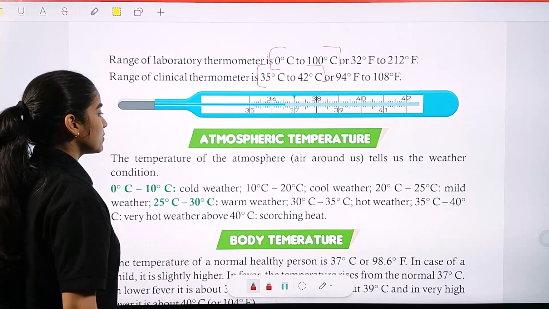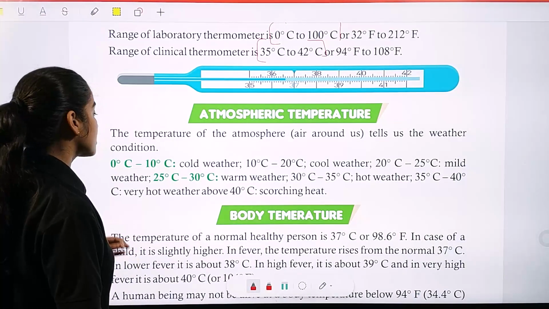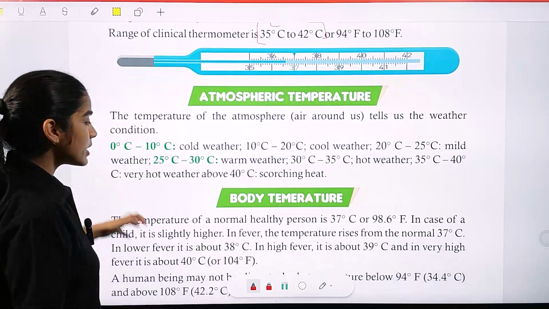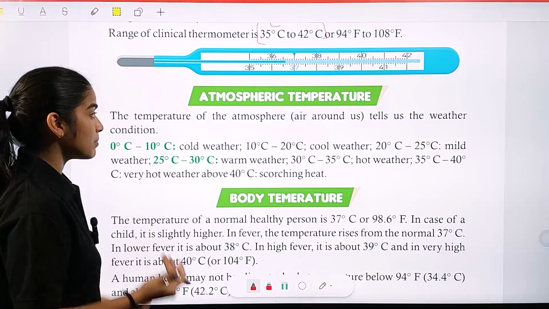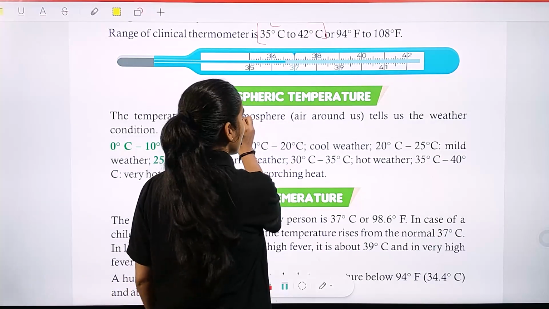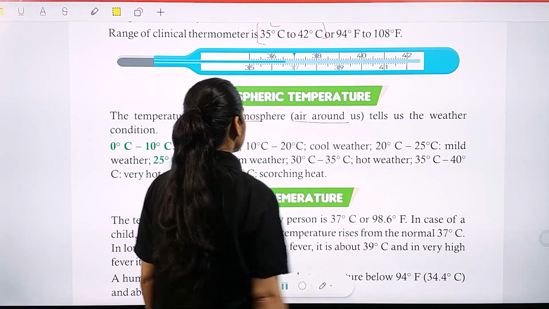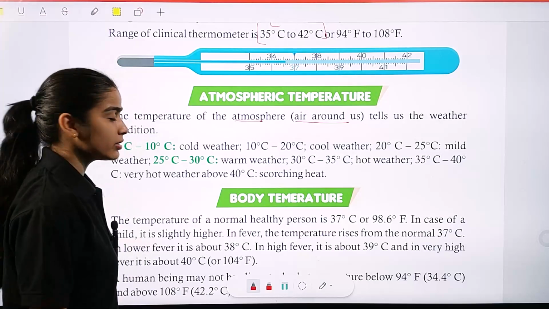Now atmospheric temperature. The temperature of the atmosphere, the air around us, tells us the weather condition. So how can we understand the temperature of our surroundings? By measuring the atmosphere, which is the air around us, with the help of our laboratory thermometer.